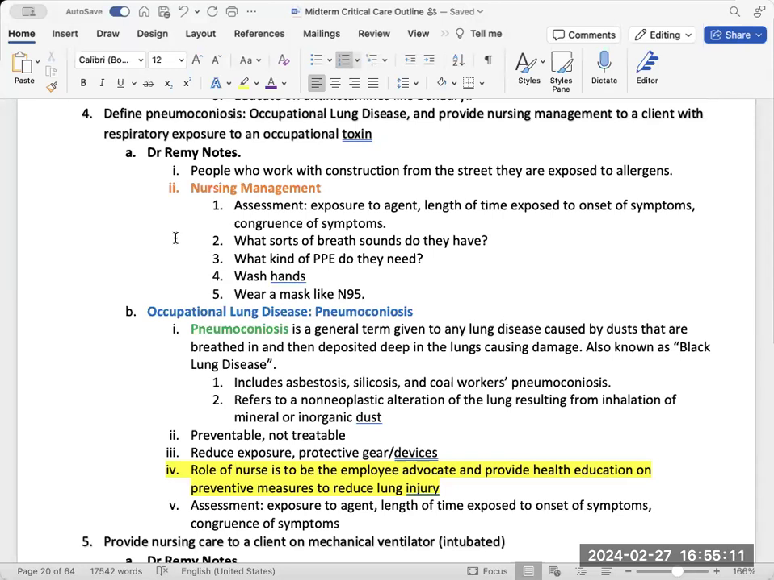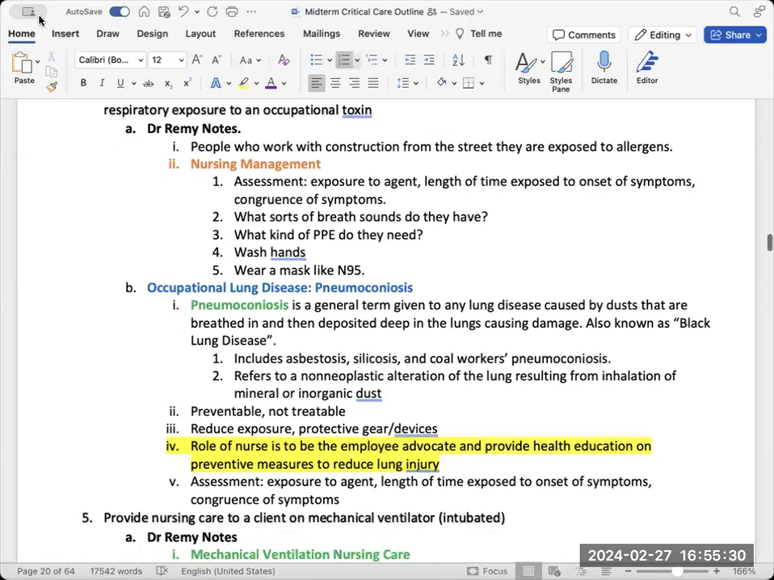So that's our main thing. Our priority is going to be assessments, right? We want to assess, now that we know they've been exposed in this work environment, how long they've been exposed to it, how long the symptoms have shown, and what sorts of protective equipment they need to prevent further damage and things like that, okay? Is there anything anyone else would like to add for this question?